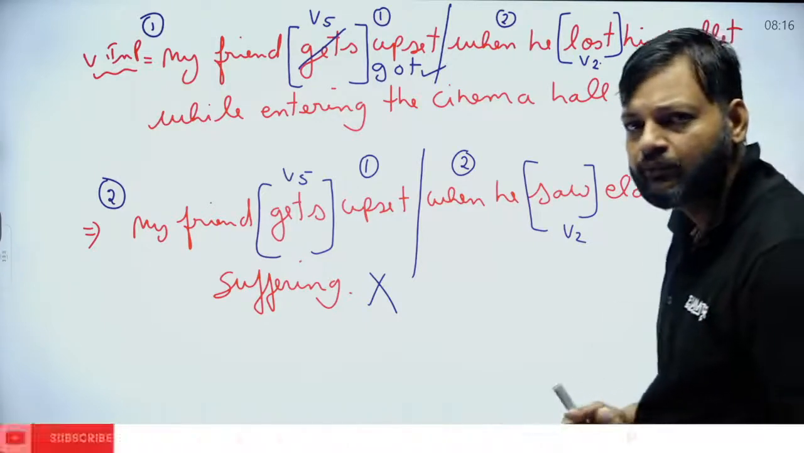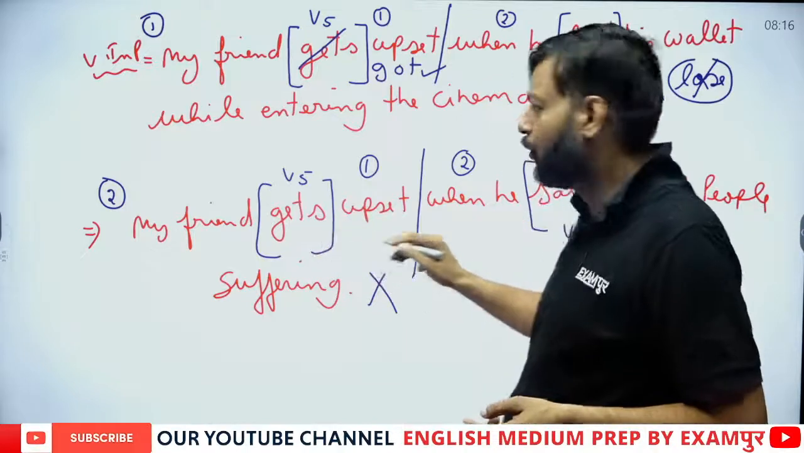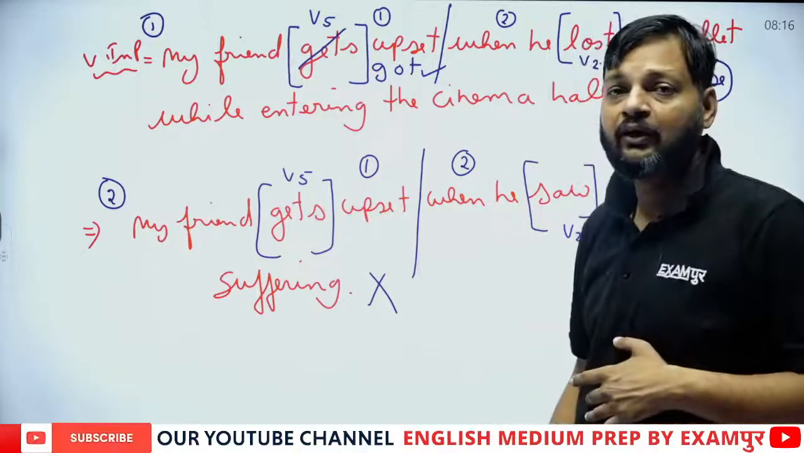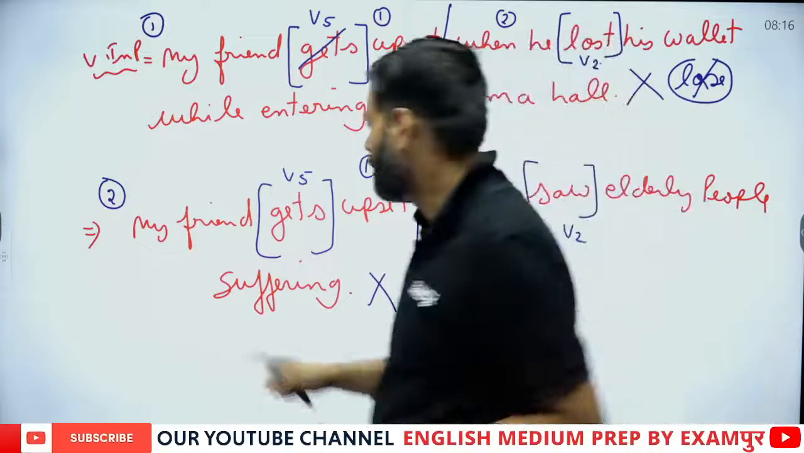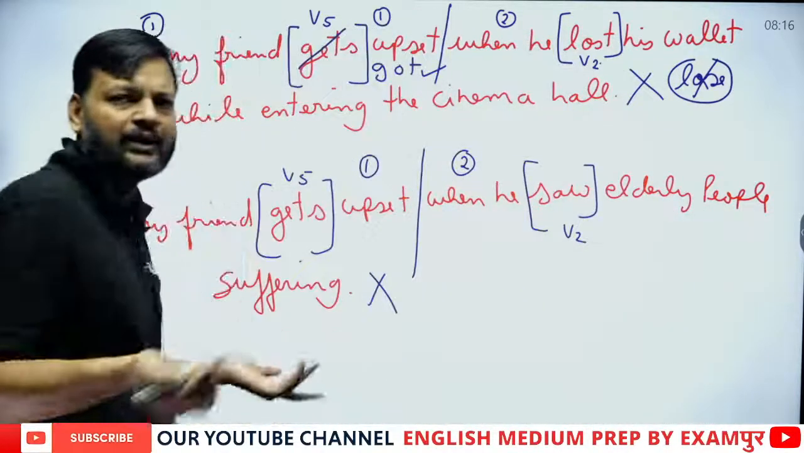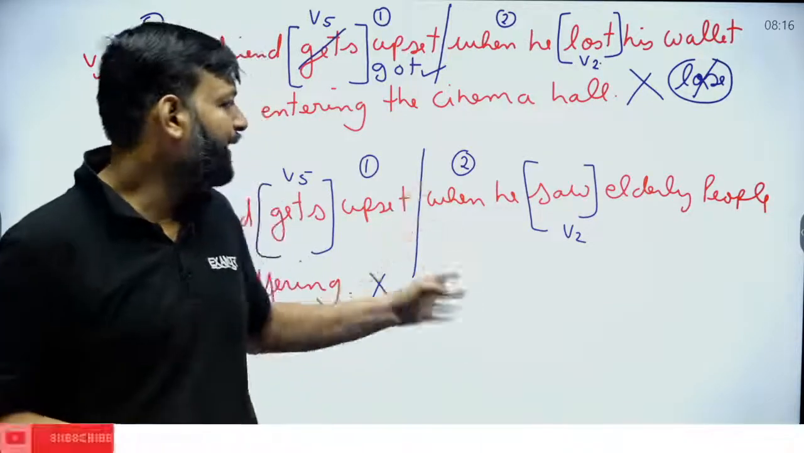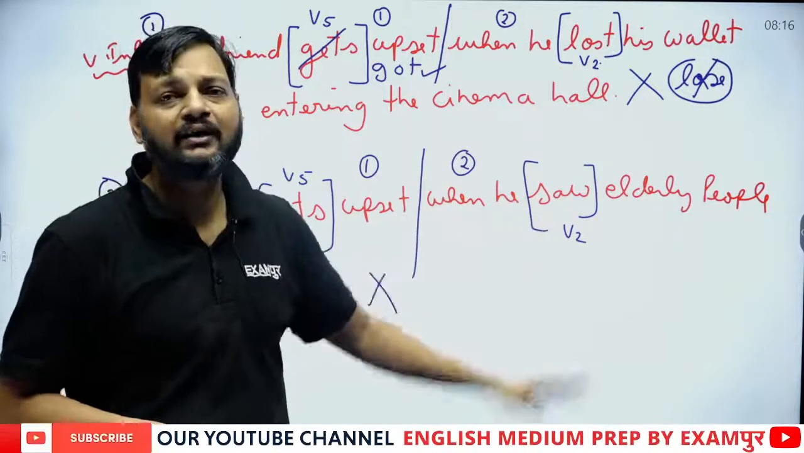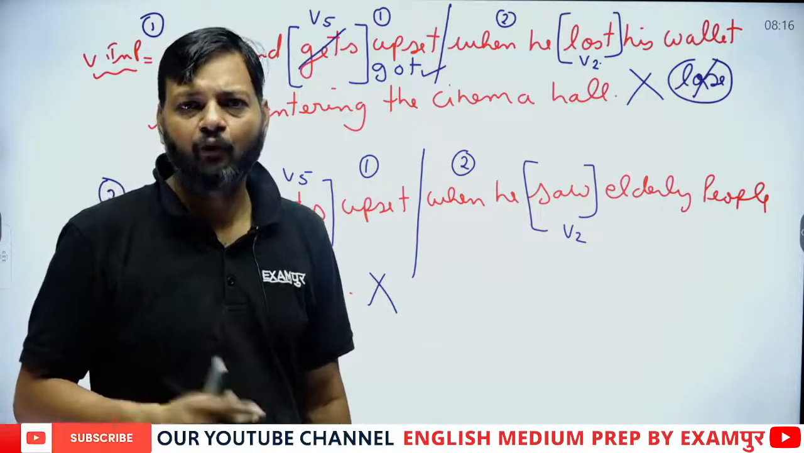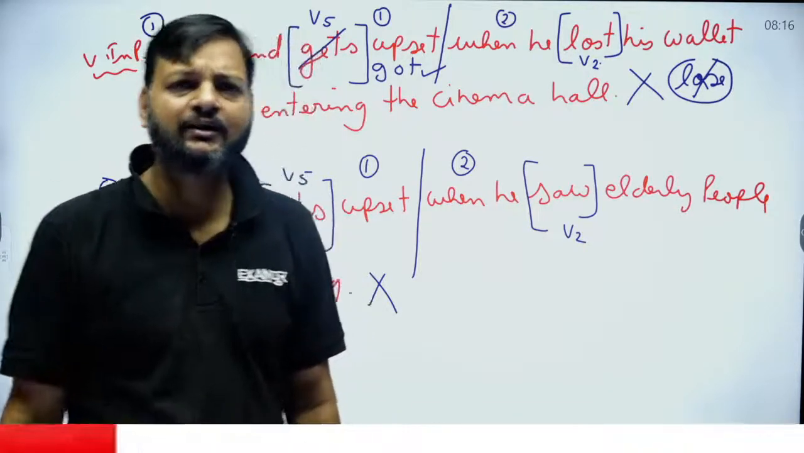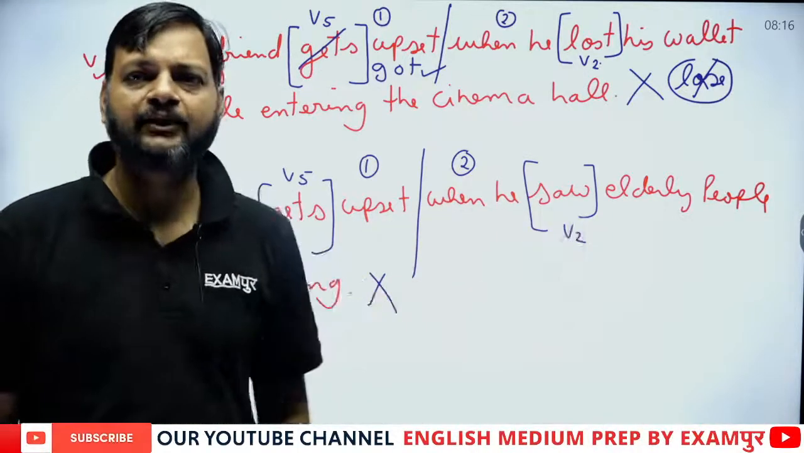Now here too, we need to change either this verb or this verb. Check whether this sentence can be a routine action or not. My friend gets upset. When does he get upset? When he sees elderly people. So whenever my friend sees elderly people, he gets upset. So this can be a routine action.